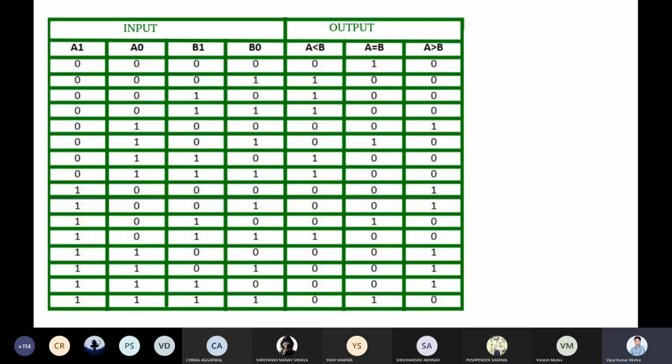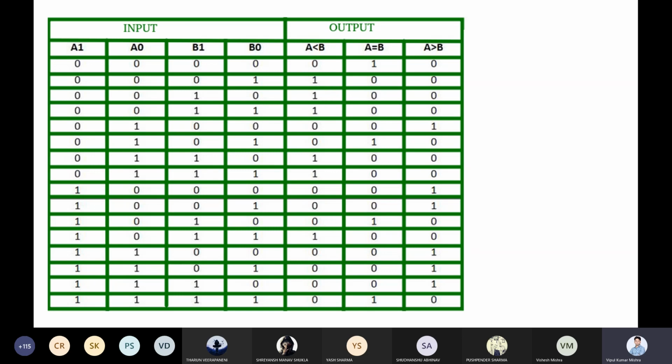So in that case, your truth table will look like this. You have A1, A0, B1, B0, and then you have A is less than B, A is equal to B, A is greater than B. So let's check. If A1, A0 is 0, 0 and B1, B0 is 0, 0, then A equals B. Similarly, if this is 0, 0 and this is 0, 1, then A is less than B.